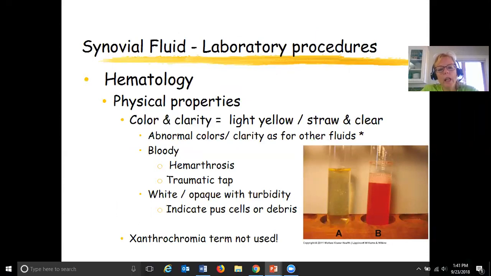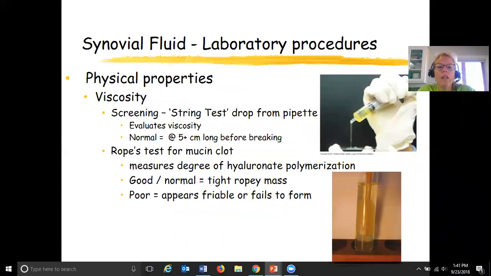Now, when a fluid's bloody, it could either be due to blood present in the joint, hemarthrosis, or it could be due to a traumatic tap. If the physician digs around in there and goes through a vein or whatever and pulls blood back with it. If it's white or opaque with turbidity, there's either pus or other debris in there.